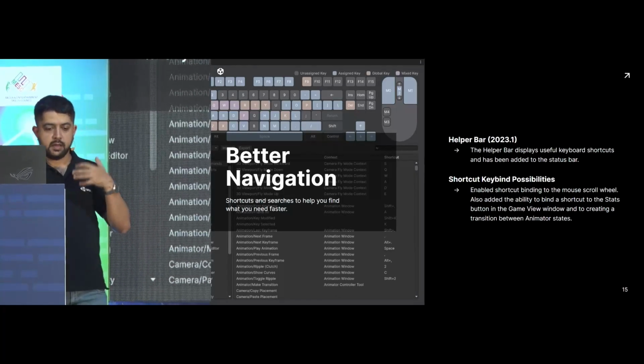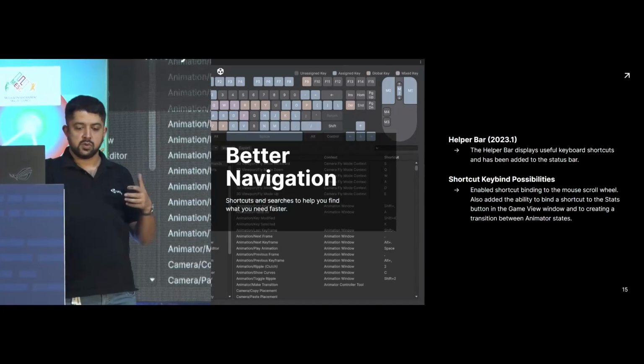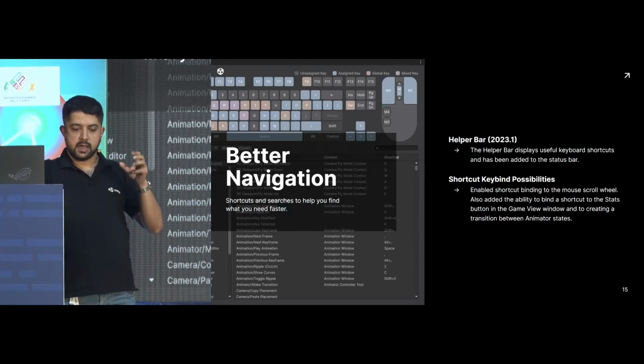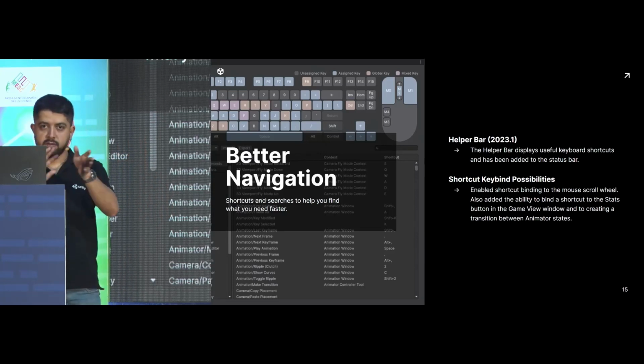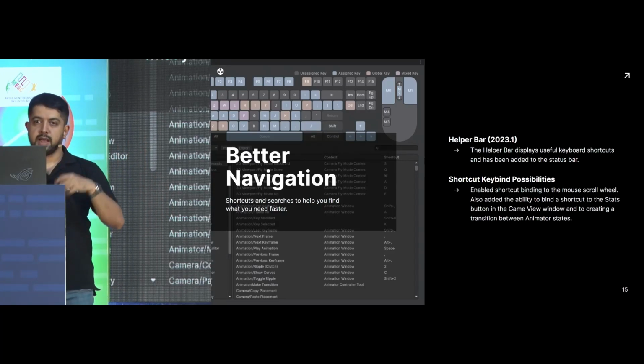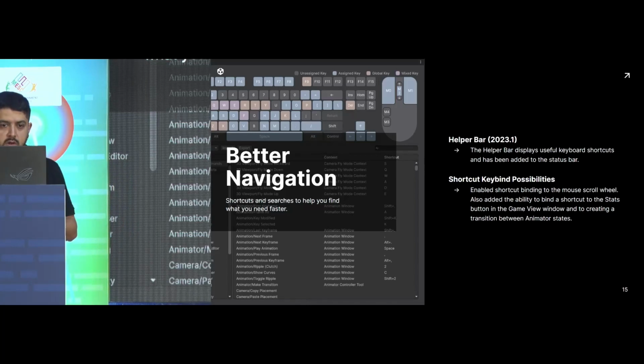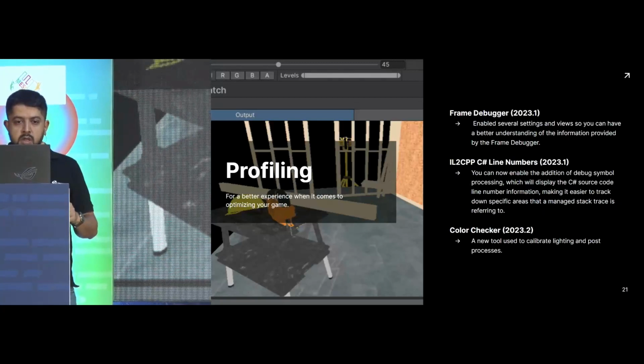And we have enabled shortcut key bindings to things like the mouse scroll wheel. We have added the ability to bind a shortcut to the stats button and to creating a transition between different animator states. So you can trigger all these things by a keyboard shortcut now. So these are some of the improvements. There are obviously a lot more.